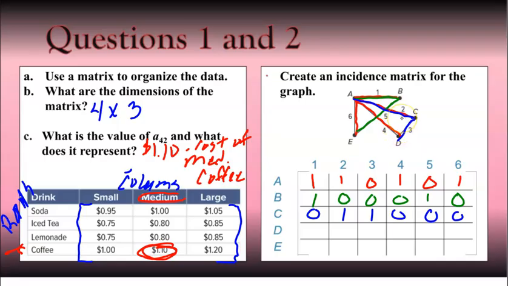Next we start with D. We have a 3 for D and we have a 4 for D. So I put 1s for 3 and 4. Everything else is zeros. And letter E, we have a 5 and we have a 6. So I put 1s for 5 and 6 for E, and the rest would be zeros. So that would be our incidence matrix for this diagram.